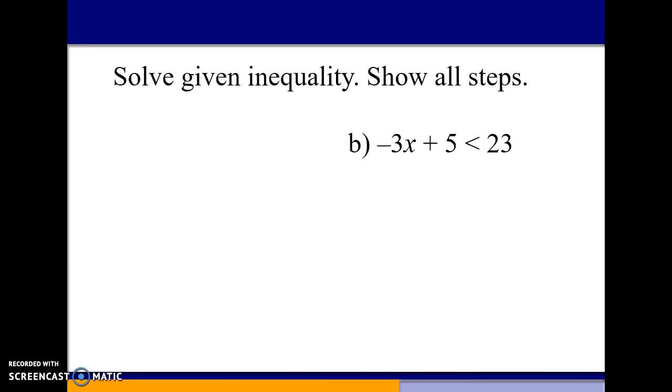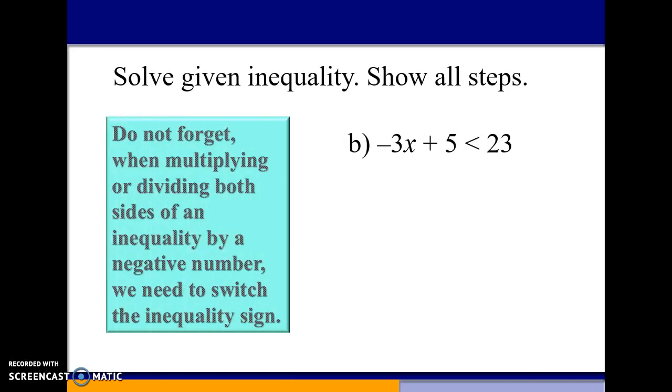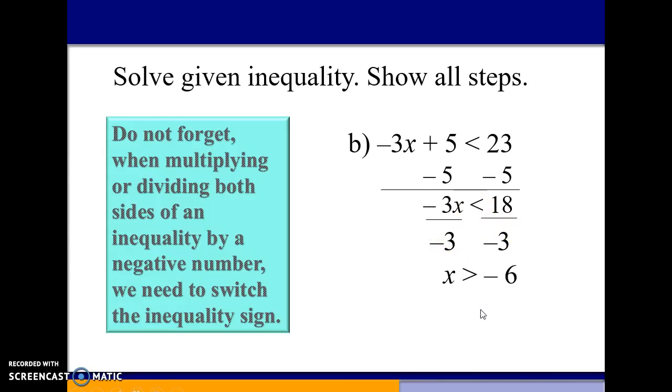Now let's do this one. Before we do it though, let's remember, when multiplying or dividing both sides of an inequality by a negative number, we need to switch the inequality sign. So to solve this inequality, we need to undo addition by subtracting, and we have negative 3x is less than 18. We undo multiplication by dividing both sides by negative 3. And because of this step of dividing both sides by negative 3, we need to flip that sign there. We have x is greater than negative 6.